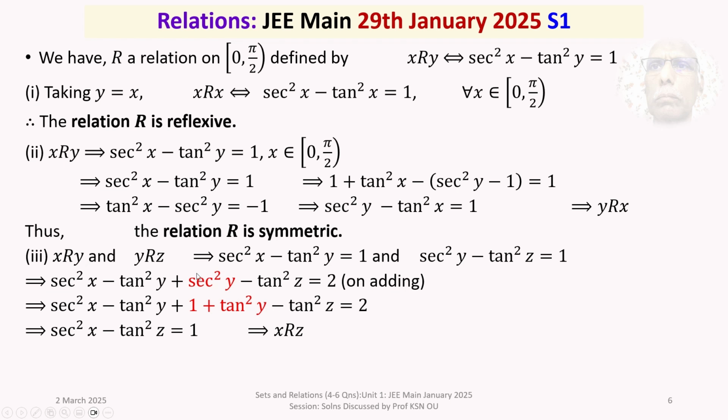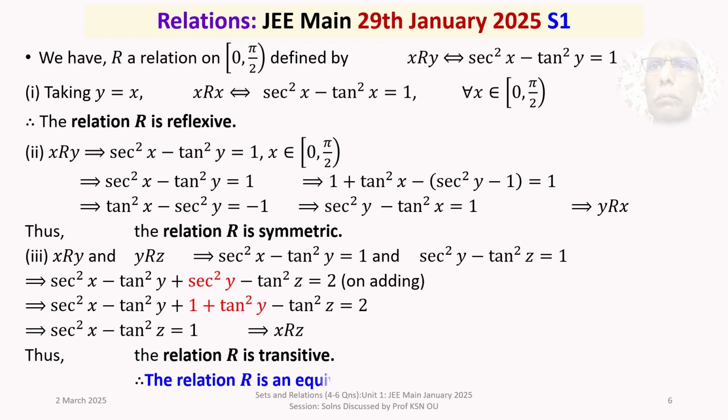So x related to z, whenever x related to y and y related to z, it means that the relation is transitive. Thus, our relation R is reflexive, symmetric and transitive. And any relation satisfying all these three properties is called an equivalence relation. Therefore, the relation R is an equivalence relation.